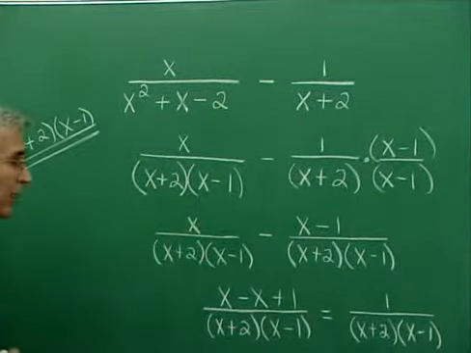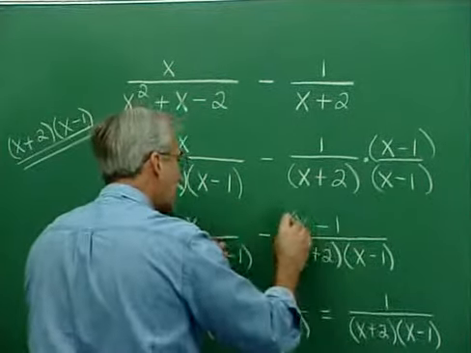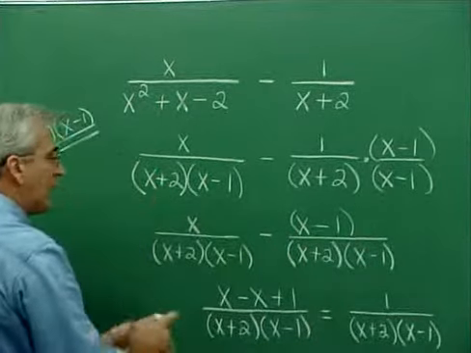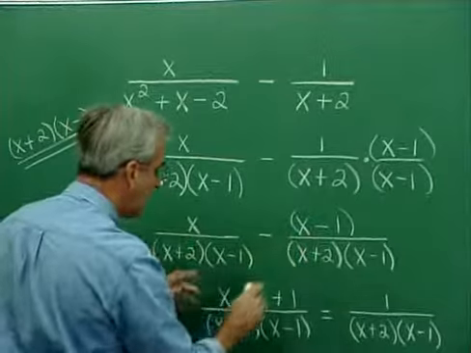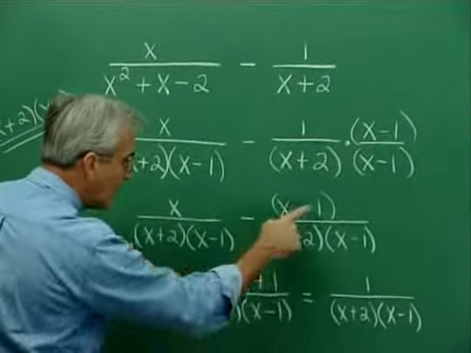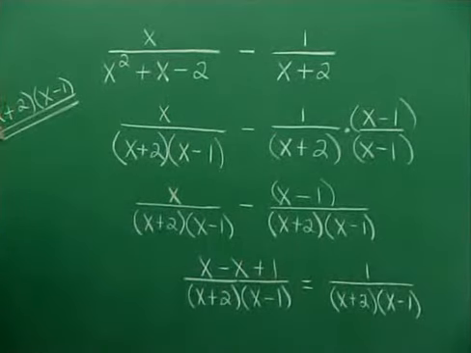We can collect the numerators. We have the subtraction then of this numerator. We have to be very careful. So we have minus x plus 1, you see, and x minus x will go out, and then the plus 1 will take over, so it's 1 over our common denominator.